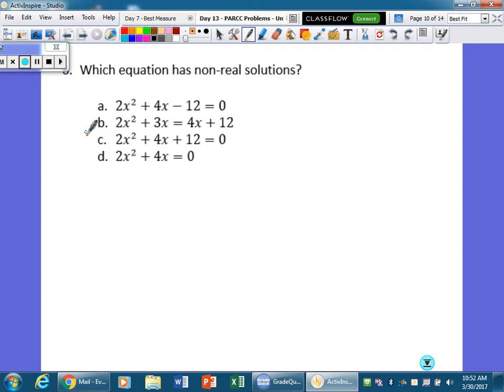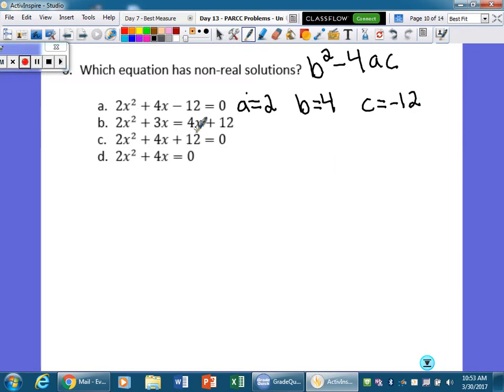All right, now we're on the back, number 6. Number 6 kind of takes us back to a different quadratic unit that we did, so I've decided to put it in here anyway. It says, which equation has 2 non-real solutions? Okay. To decide if something has a non-real solution, you need to use the discriminant, which is b squared minus 4ac. The PARCC test does give you this formula, but you have to just know when to use it. Now the other part is, we have all this in quadratic form or standard form, so my a equals 2, my b equals 4, and my c equals negative 12 for that one.